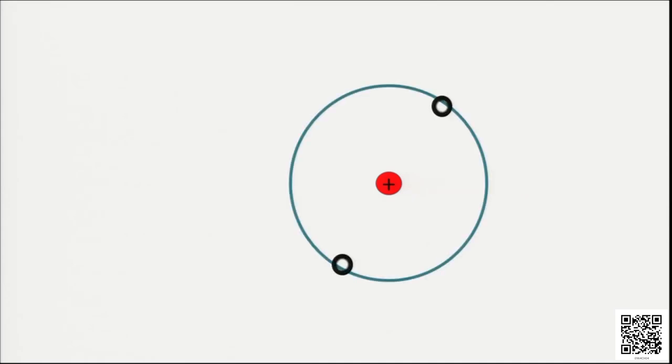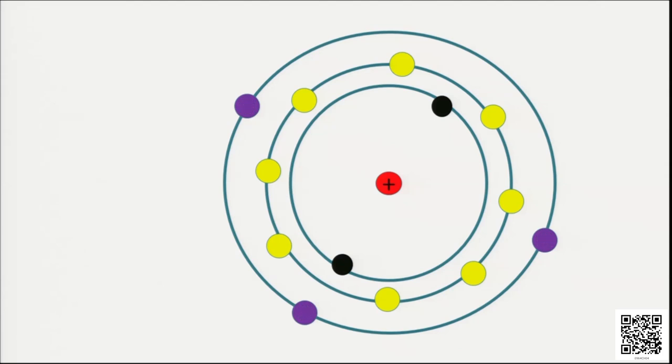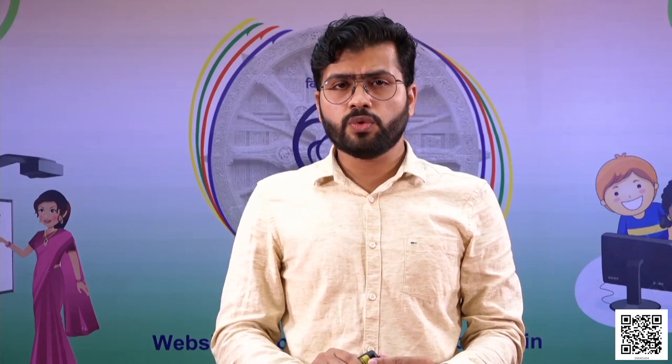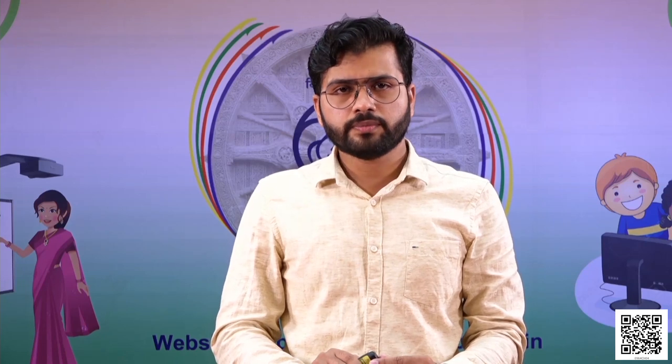So this is the nucleus, and around the nucleus we have 3 cells. The K cell contains 2 electrons, the L cell contains 8 electrons, and the outermost cell, that is the M cell, contains 3 electrons. So the distribution will be K 2 electrons, L 8 electrons, and M 3 electrons. So total 13 electrons. And as you know, 13 electrons are present in the atom of aluminium.